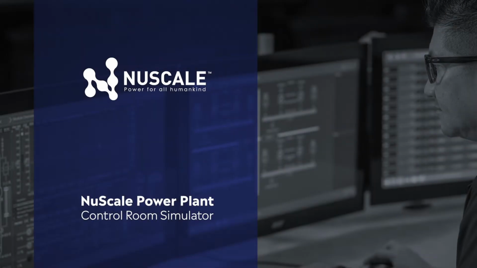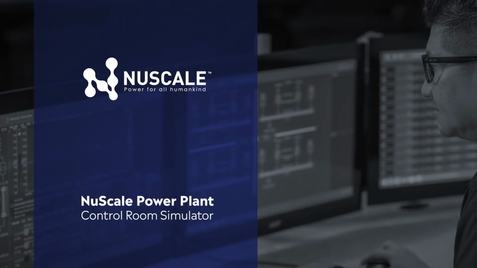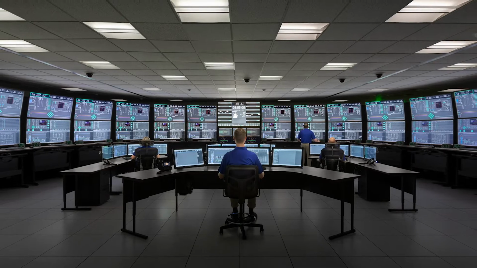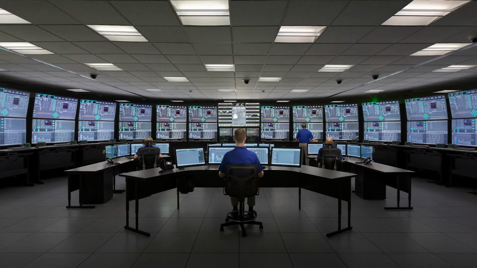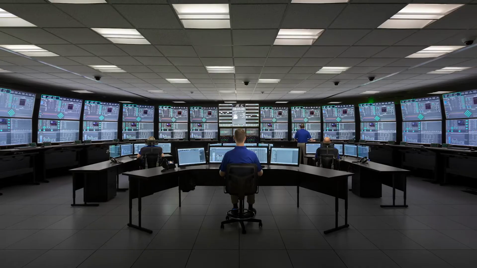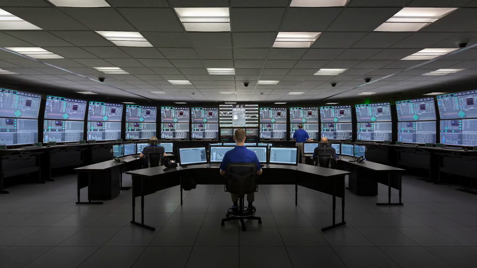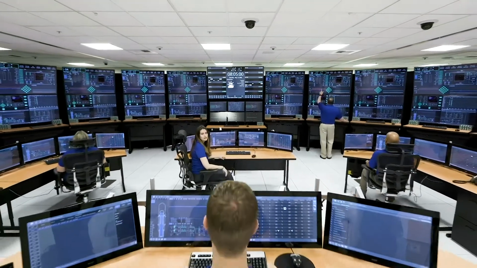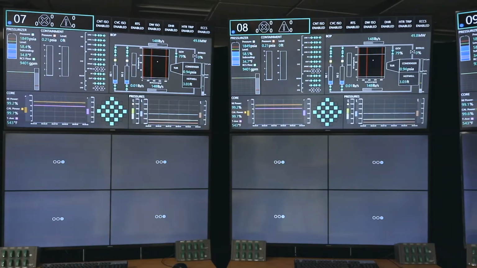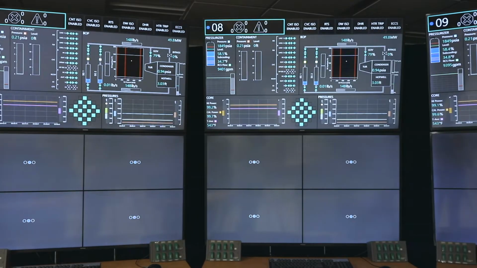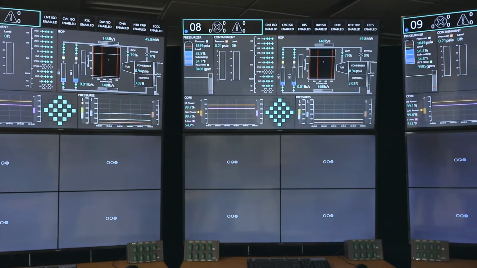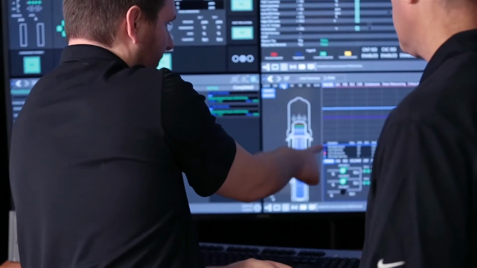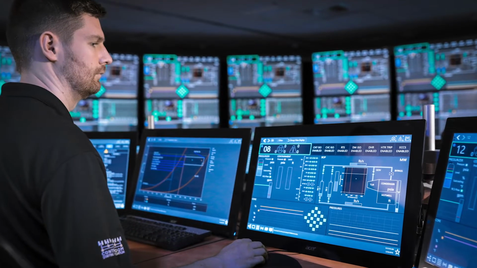The NuScale Power Plant Control Room Simulator. In 2012, NuScale commissioned the world's first small modular reactor power plant control room simulator, which is located at NuScale's Corvallis, Oregon office. The simulator consists of 12 reactor control terminals and workstations for the operating crew. The purpose of the simulator facility is to demonstrate NuScale's concept of operation and plant technology to the U.S. Nuclear Regulatory Commission and other stakeholders.